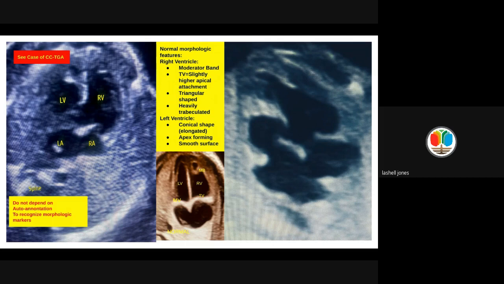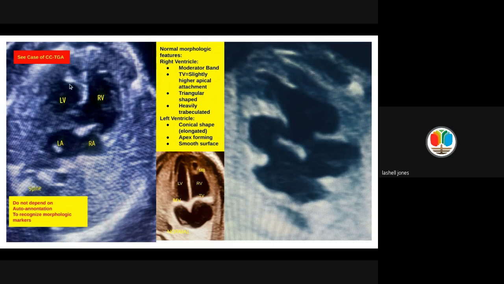Now, do not depend on your auto annotations. We knew that this was the right ventricle, but we wanted to see if the system would pick up on it, and it did not. So do not depend on your auto annotations from your ultrasound machine to label correctly. It's not going to pick up these markers, so we have to be mindful of our morphological markers.